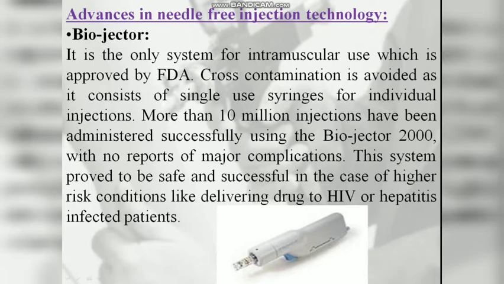Advances in needle-free injection technology. Biojector. It is the only system for intramuscular use which is approved by the FDA. Cross-contamination is avoided as it consists of single-use syringes for individual injections. More than 10 million injections have been administered successfully using the Biojector 2000 with no reports of major complications. This system proved to be safe and successful in the case of higher risk conditions.